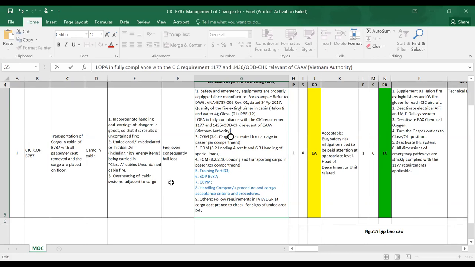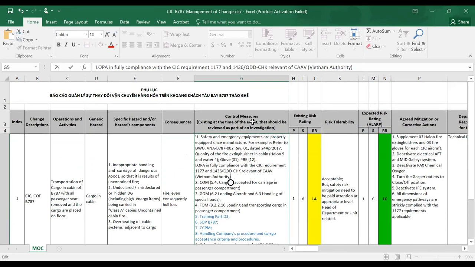We have the CCPM, cabin crew procedure manual. We have handling company procedure and cargo acceptance criteria and procedure. And last, we follow the requirements in IATA regarding cargo acceptance, to check the size and dangerous goods, beyond control measurement.